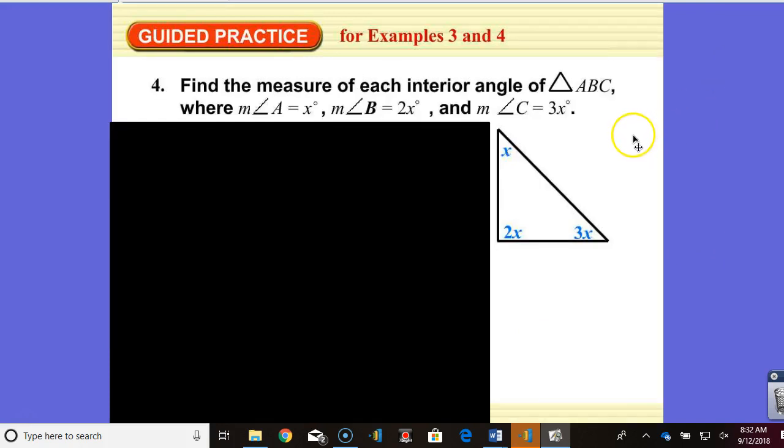Find the measure of each interior angle of triangle ABC, where angle A is x degrees, B is 2x, and C is 3x. I want you, with your table partner, to try this problem out and ignore the fact that things are not drawn to scale. Your textbook publishers are not that great at making problems make sense. If this is 3 times x, why is it smaller than 2 times x? This is acute. This looks like it's possibly a right triangle. That doesn't really make sense, but let's just do it because those are the numbers they gave. So solve for each angle.